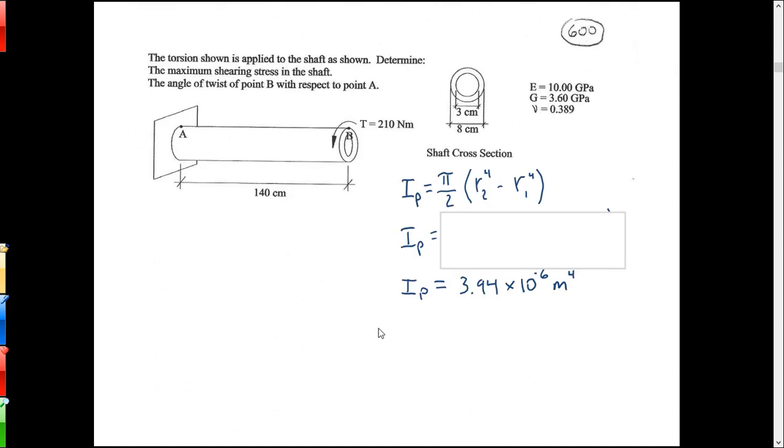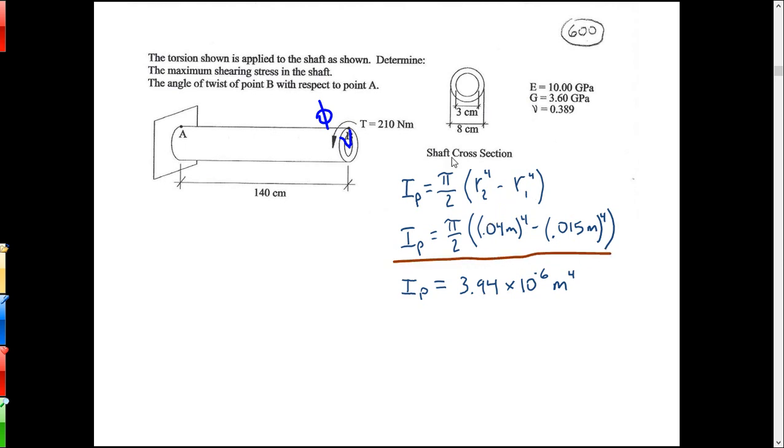Okay, to apply these formulas, let's say we've got this hollow shaft, and we want to find the maximum shear stress and the twist angle in it. What we would do is first find the moment of inertia. That's pi over 2, times the outer radius to the 4 minus the inner radius to the 4. Just remember to work with the radii there. Usually you're given the diameters for a shaft, so you work with the radii instead. That works out to be 3.94 times 10 to the minus 6 meters to the 4. When you're in the metric system, these moments of inertia are normally quite small.